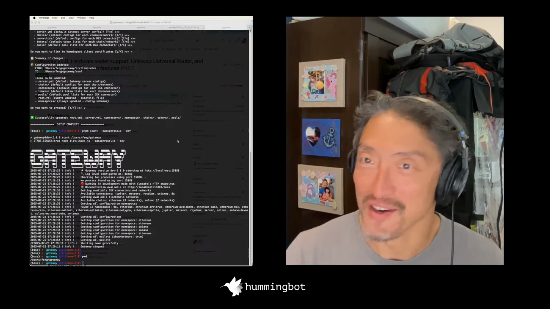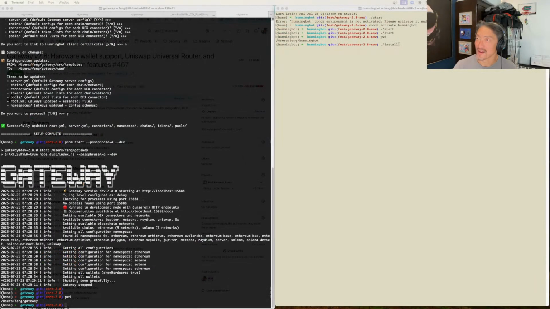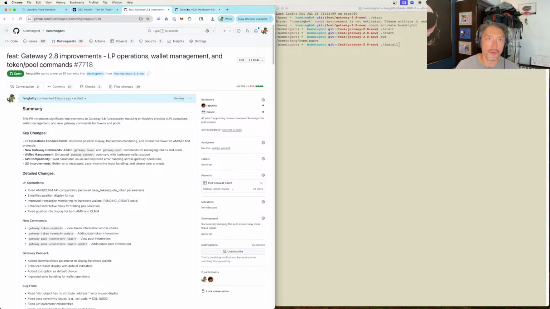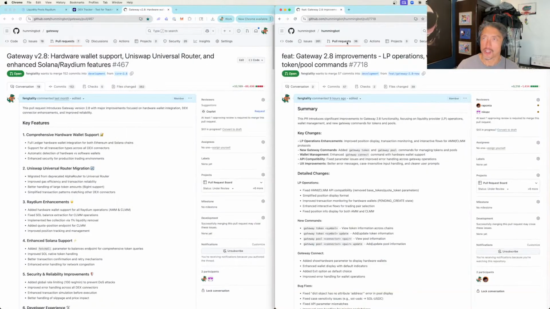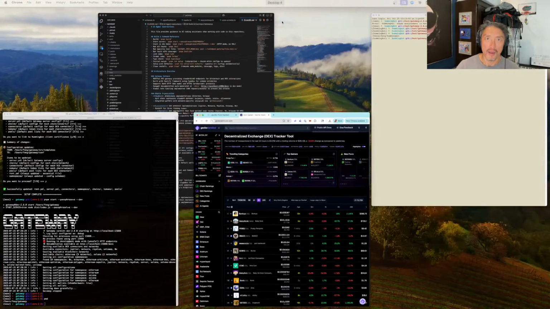Sorry, this is not good. Let me switch to my other screen shared pane. One second. Aha, good. Okay, so now this will hopefully make it a little clearer what we're talking about. On this one here, I've pulled this branch of Gateway, and on the other one, I have this one from Hummingbot. This one is feat Gateway 2.8 new, and this one is just core 2.8. Okay, all right, so we'll close these two.